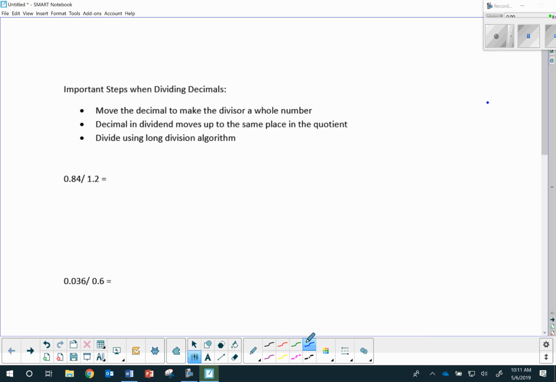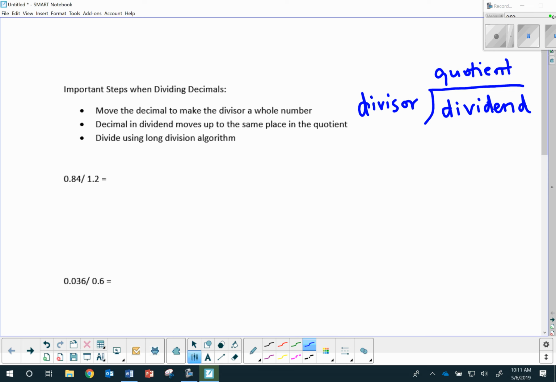When you think about division, the number that is outside of the house, this is your divisor. The number in the house is your dividend. And our answer is the quotient. So we're dividing our dividend by our divisor, and our answer is a quotient.